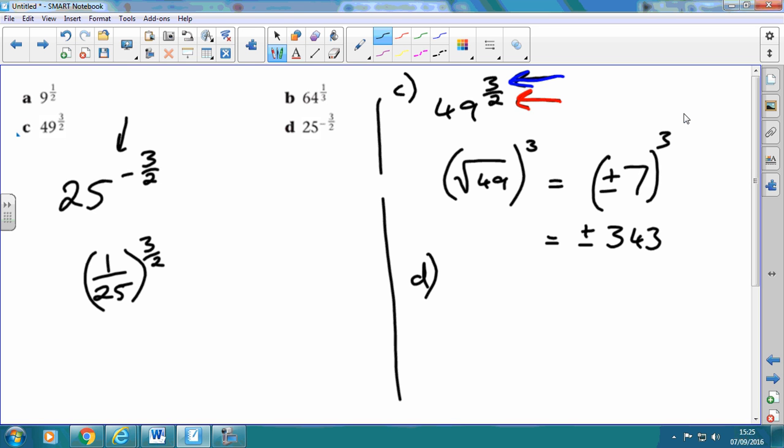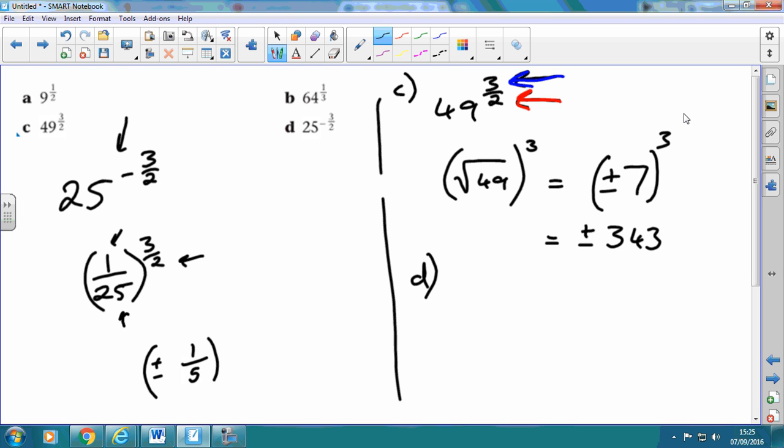So now we do exactly the same as we did last time. We're going to deal with the bottom first of all, so that means the square root. When we do the square root, we do the square root of the top number and the square root of the bottom number, and it's going to be plus and minus. The square root of 1 is 1. The square root of 25 is 5. So the square root of 1 over 25 is plus and minus 1/5.